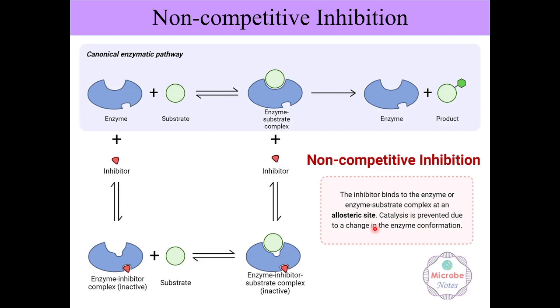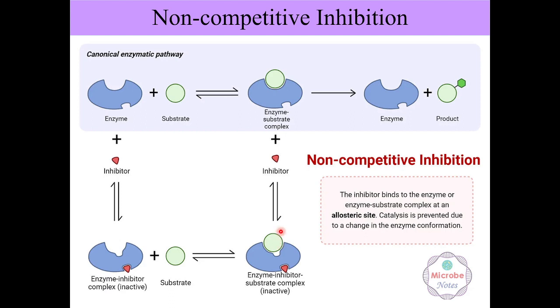Because of the change in conformation of the enzyme, if you look at this figure, here the conformation of the enzyme was like this, but here the conformation of the enzyme at the active site is altered, and therefore this is inactive. So it is not sufficiently interacting with the substrate. Similarly, here also, after binding with the inhibitor, the active site conformation is altered, and therefore even if the substrate tries to bind, there will be no catalysis.